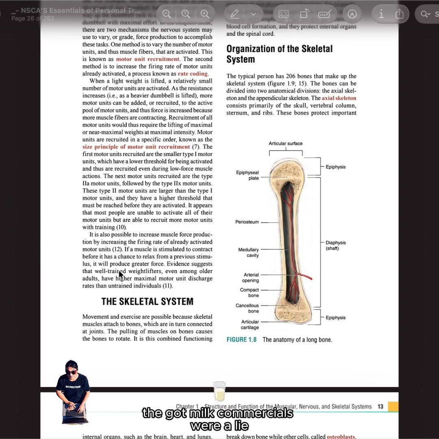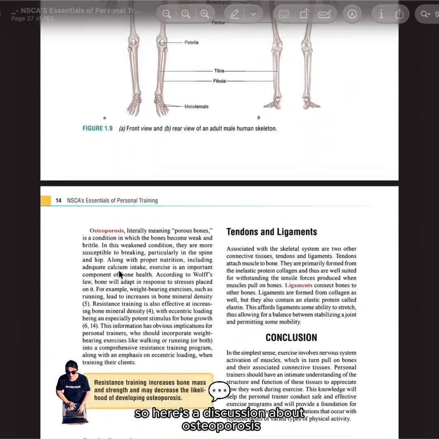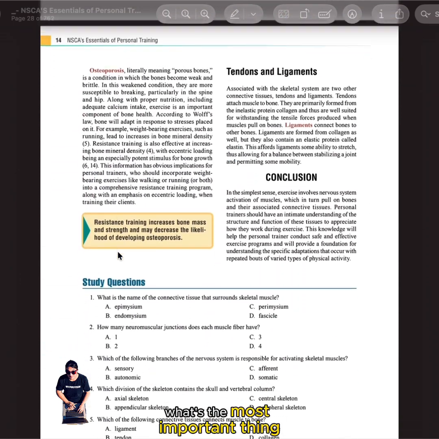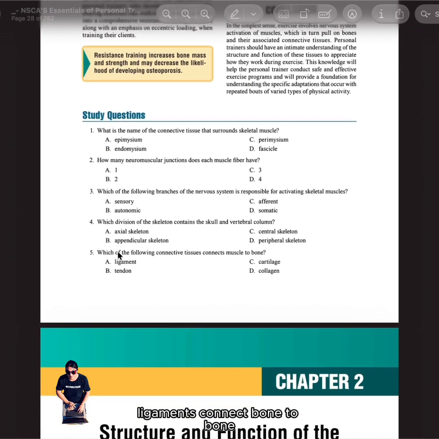So yes, the got milk commercials were a lie. Do your strength training. And then know the difference between tendons and ligaments. So here's a discussion about osteoporosis. Let's look at tendons and ligaments. What's the most important thing? Tendons attach muscle to bone. Ligaments connect bone to bone.